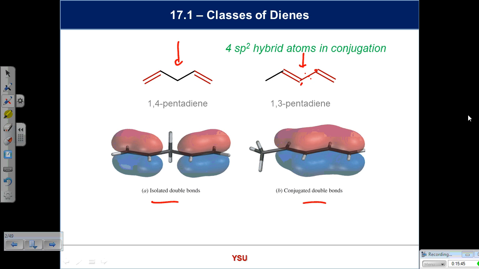So we'll see as we work our way through today that this system is localized and this system is delocalized. Now, anytime you can spread charge out, you're going to stabilize something, right? So we're spreading electron density out and going to stabilize these systems relative to each other. So isolated double bonds are regular alkene chemistry from last semester, and conjugated double bonds are more of that but with a twist.